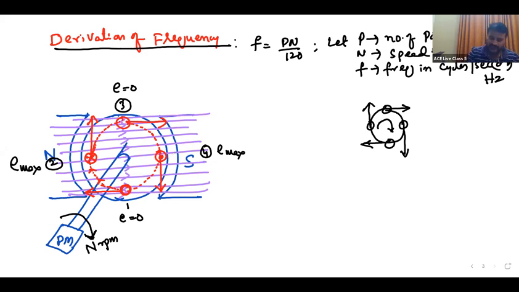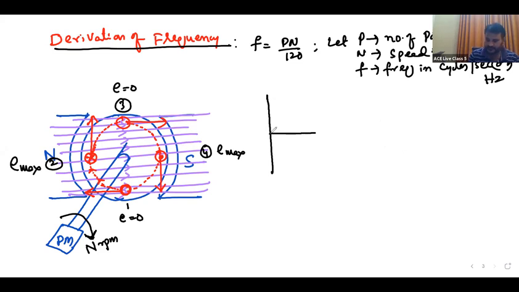Therefore, if you draw the induced EMF waveform, E with respect to angle, see here: instant 1, instant 2, instant 3, instant 4, and instant 1 again. I am coming from 1 to 1 for 360 degrees.